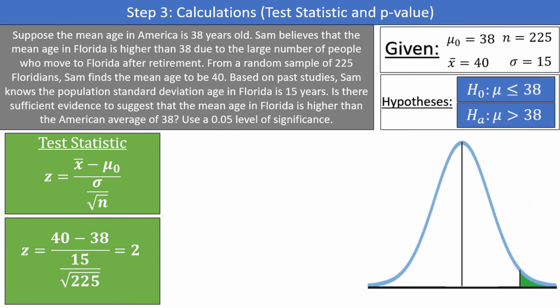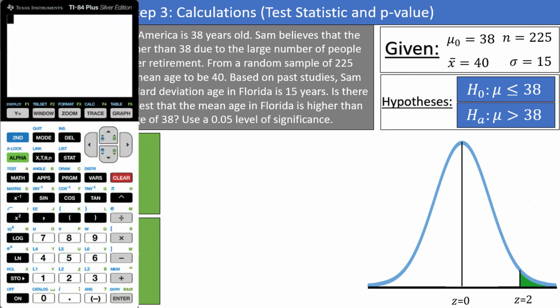If we draw the standard normal z distribution, we know that a z-score of 0 corresponds to the mean, and we just calculated that the test statistic is 2. We need to calculate the p-value now, which is the area in the tail, which I've shaded in green. We could calculate the p-value using probability tables or computer software, but today I will be using the TI-84 calculator.